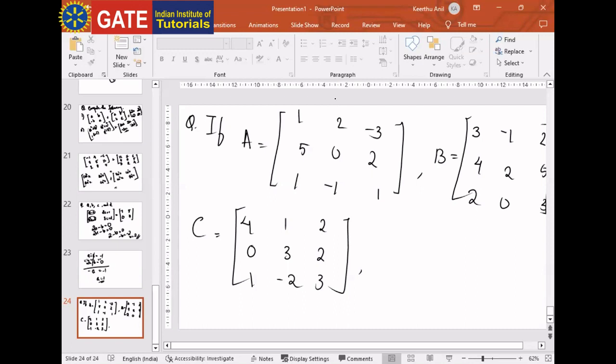C matrix. Okay. Then your task is to compute A plus B and B minus C.